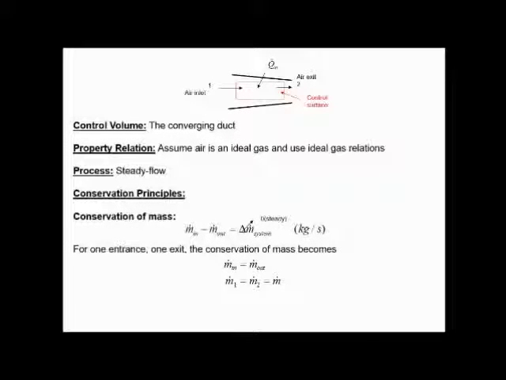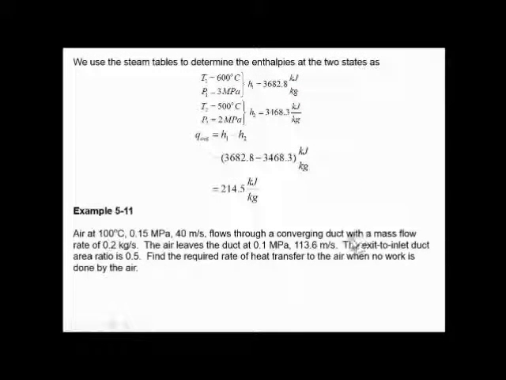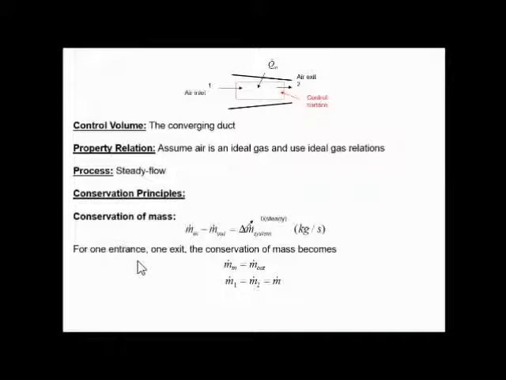Now we draw the diagram as such. It is given in the last line that the exit to inlet duct ratio is 0.5, meaning they are not equal. They are at a ratio of 1/2. Similarly, we have the control volume as a duct, a converging duct in this case, because the ratio is given as 0.5, it is decreasing. The process is steady flow. For the property relationship, we assume it is an ideal gas and we use the ideal gas relations.